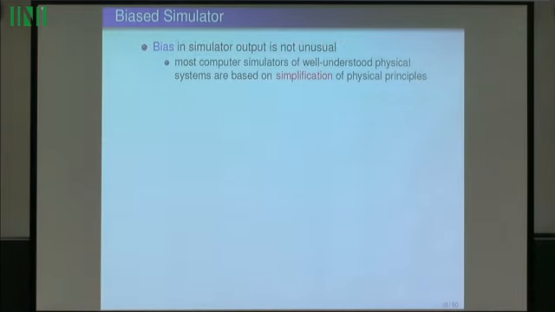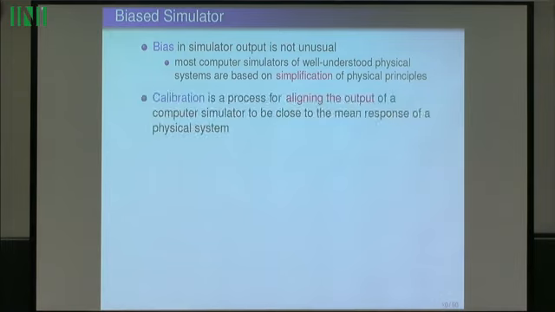So it is not unusual to have bias in simulators, because, as somebody said the other day, most computer simulators are based on simplification of physical principles. And calibration, in the way that I'm going to use it, is a process of aligning the output so that the computer simulator output will be close to the mean response you would get from the physical system. So that's the goal.